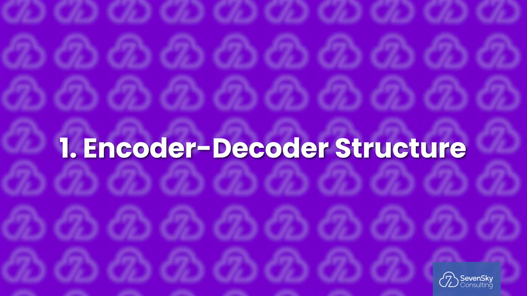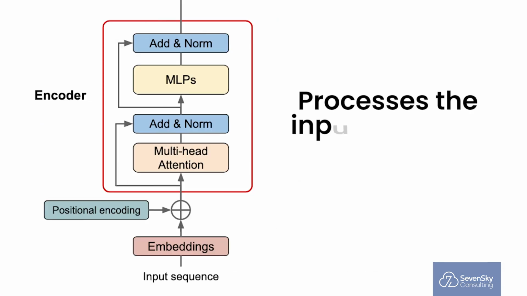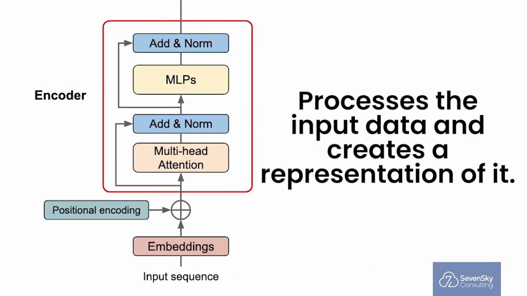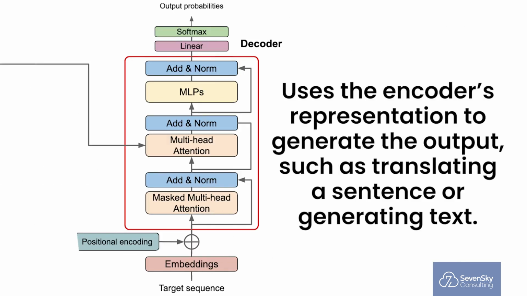Key components of transformer models. 1. Encoder-decoder structure. The encoder processes the input data and creates a representation of it. The decoder uses the encoder's representation to generate the output, such as translating a sentence or generating text.